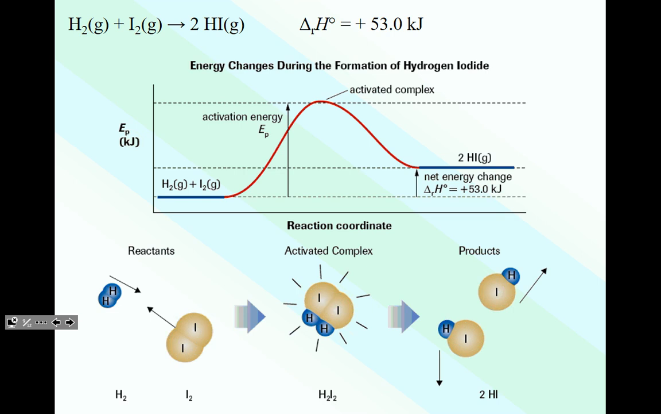So here's the energy changes during the formation of hydrogen iodide. So this is a step-up diagram. Here's a potential energy diagram here, right? And here is your activation energy. And the activation energy goes from the reactants, right, all the way to the top of the activated complex.